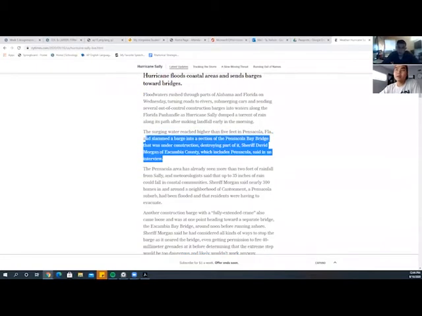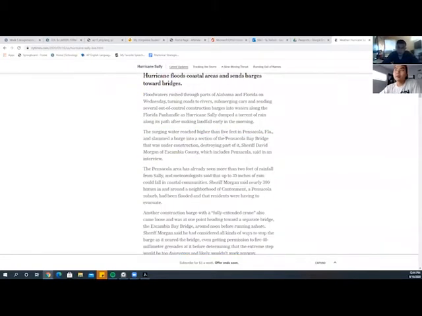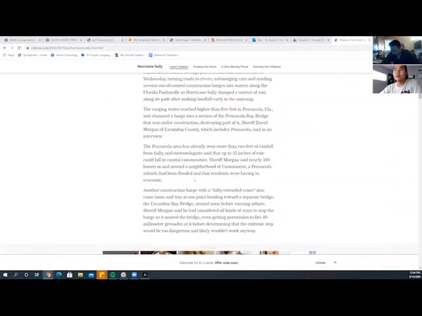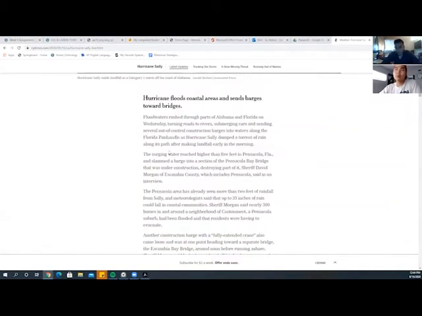This is our nut graph. The surging water reached higher than 5 feet in Pensacola, Florida, and slammed a barge into a section of Pensacola Bay Bridge that was under construction. And you see, we start getting paragraphs that give us more and more details.